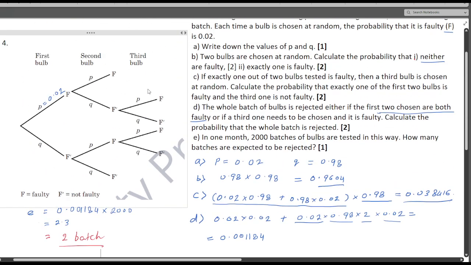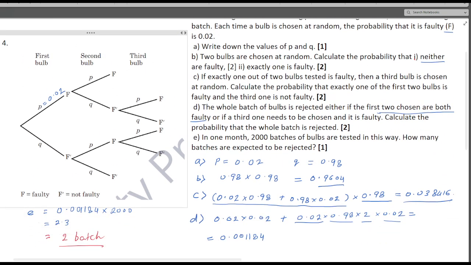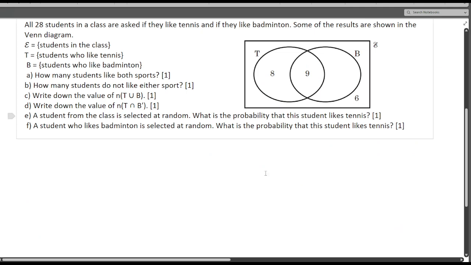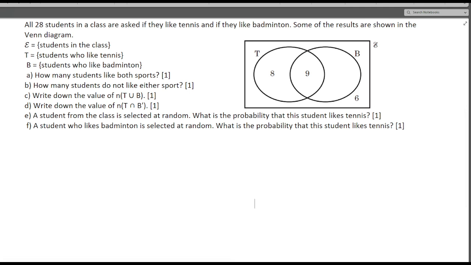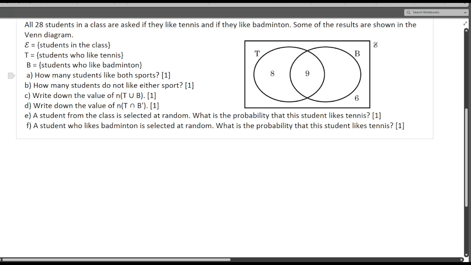Okay, now this is your question 4. Let us move to question number 5. Now this is your question 5. All 28 students in a class are asked if they like tennis and if they like badminton. Some of the results are shown in the Venn diagram. So some of the information is already shown in the Venn diagram.